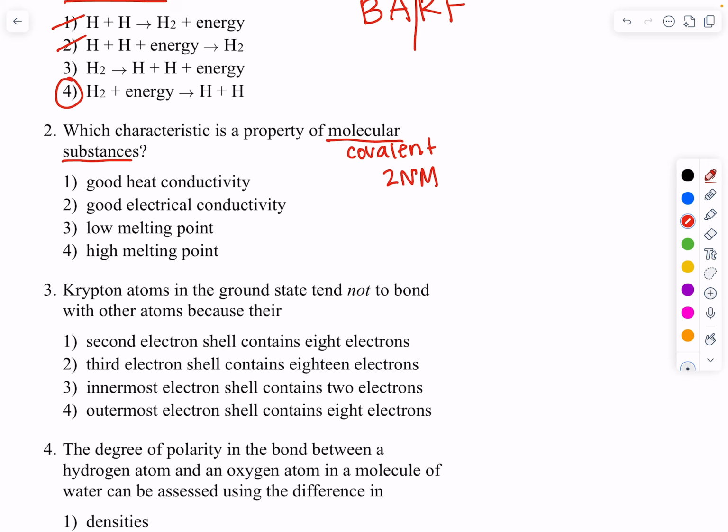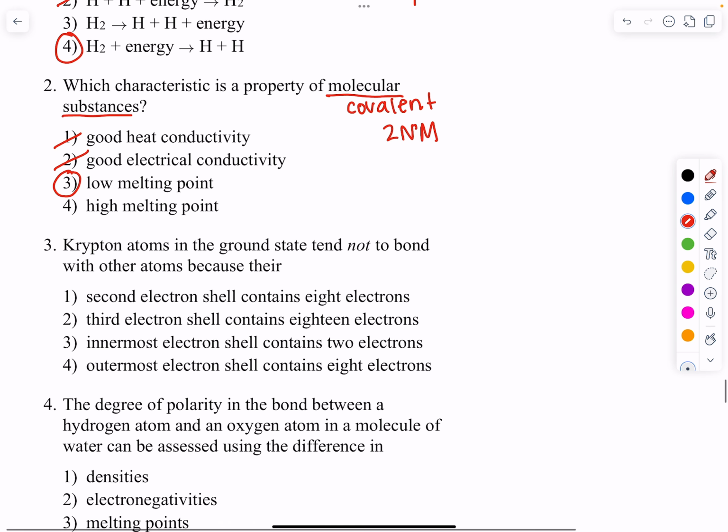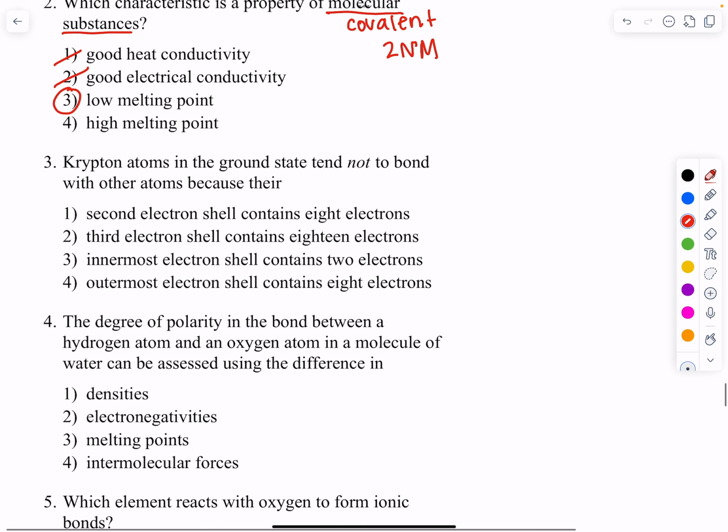So which characteristic is a property of molecular substances? Well, they are really not good conductors. They cannot conduct electricity. That's something that metals or aqueous ionic substances can do. Low melting point versus high melting point: they have low melting points. High melting point is something that is stronger. The forces between the covalent substances are weaker. All right.